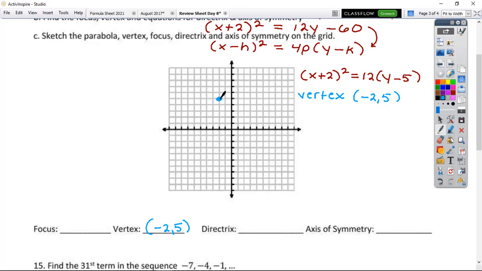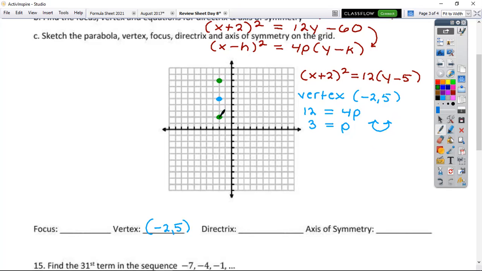Next thing we can determine is that p value. So I'm gonna solve 12 equal to 4p. So divide by 4, so 3 is equal to p. Therefore, my parabola is gonna open like this. So it's gonna open upwards. I'm gonna go over to my picture and then count up 3. So 1, 2, 3. And then 1, 2, 3 beneath it.